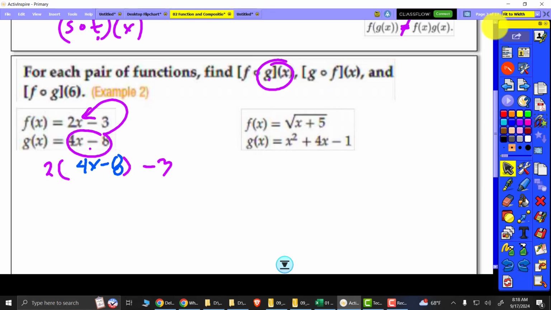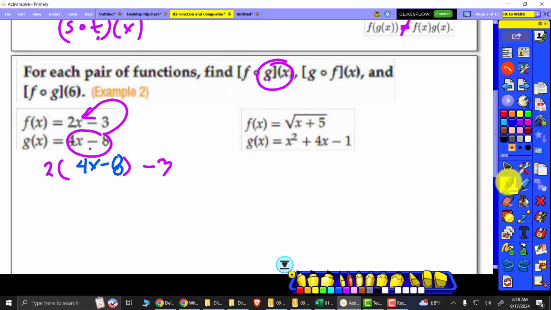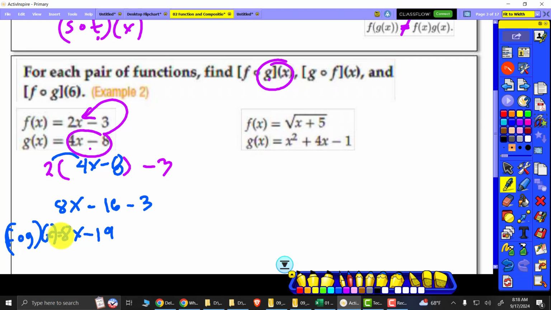Okay, so now I'm going to distribute. What do I get here? 8x, 6, minus 16. So you will have now 8x minus 19. So this is your f of g of x. Not bad, right? You just have to plug in your g of x.